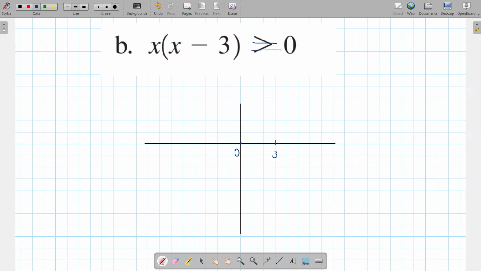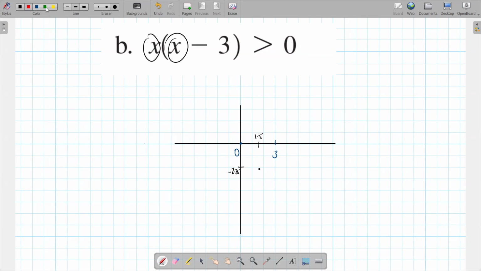Because what we do is set the factors equal to 0 individually. So you get x equals 0 and x minus 3 equals 0, so x equals 3. The two x-intercepts are 0 and 3. If the x-intercept is 0, the y-intercept is automatically 0, so you don't have to worry about that. Is it opening up or down? It's opening up, because both of the x's are positive. It'll have a vertex at 1.5 and negative 2.25.